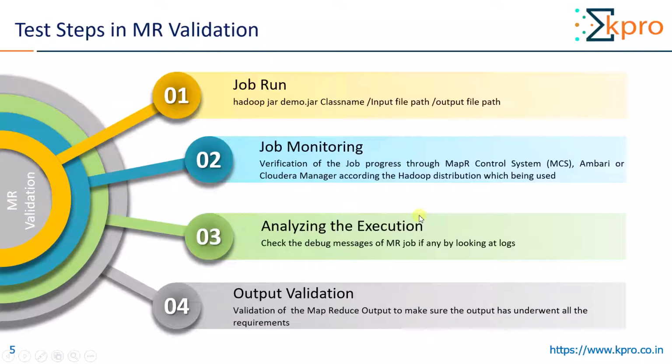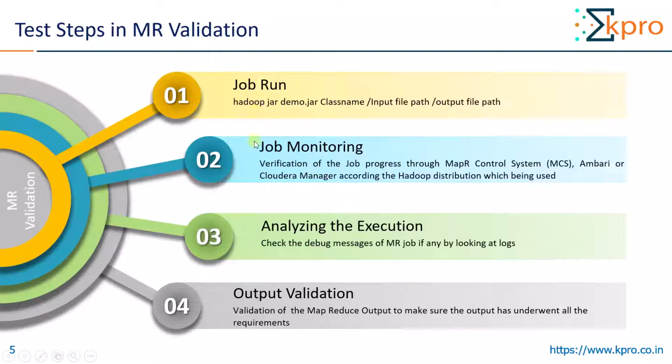Let us see test steps in MR validation. During the execution, the MapReduce job needs to be run multiple times. MapReduce job actually contains a jar file, and this can be executed with this command: hadoop jar and the file name. Then the class name needs to be provided with the path, and finally the output file path.